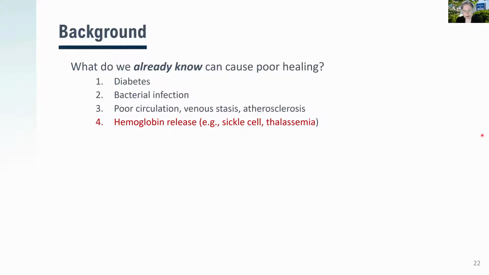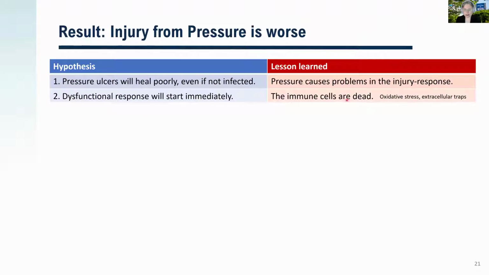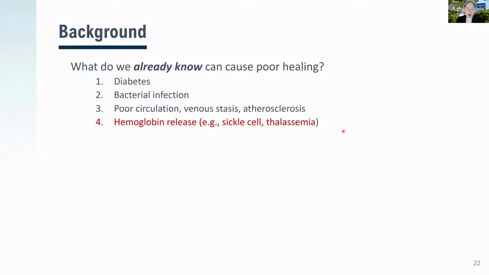Okay, so what is going on? Why is the immune system killing the cells that are dying of oxidative stress, or they're committing suicide in some way? We know that poor healing can be caused by things like diabetes, bacterial infection, poor circulation. But let's look at hemoglobin release. So hemoglobin alone, like a hemoglobinopathy of sickle cell anemia or beta thalassemia, is enough by itself to give people chronic ulcers.